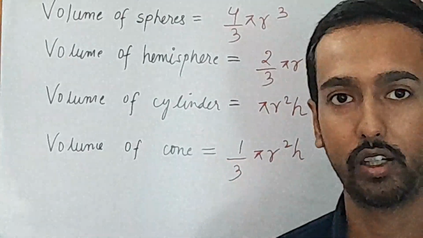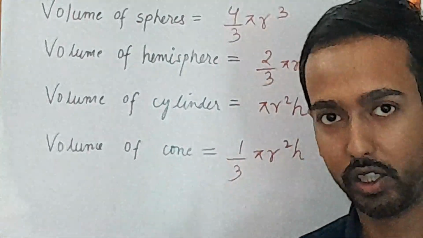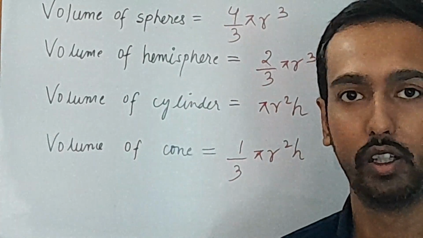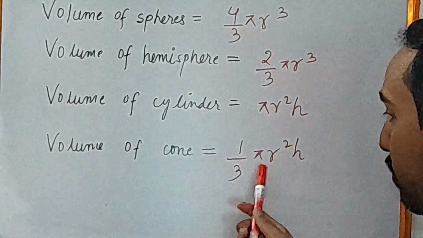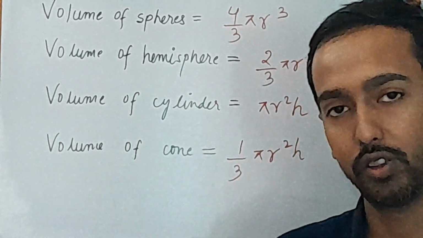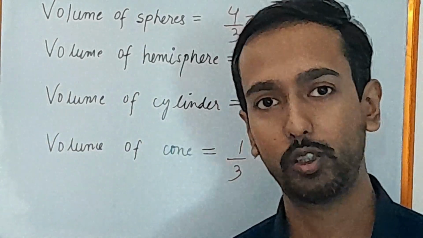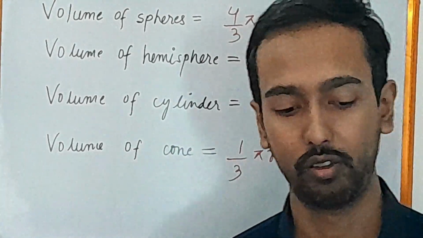Third one is the volume of the cylinder. It is given by pi r square h, where r is the radius of the base of the cylinder and h is the height of the cylinder. The last one is the volume of the cone. The volume of the cone is given by 1 by 3 pi r square h, where r is the radius of the cone and h is the height of the cone. So we must remember these formulae in order to solve today's numericals. So let's proceed further.